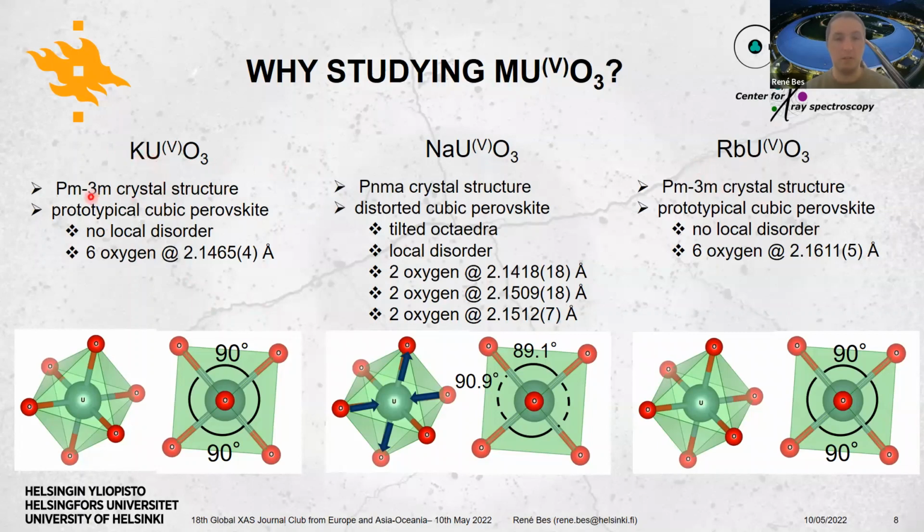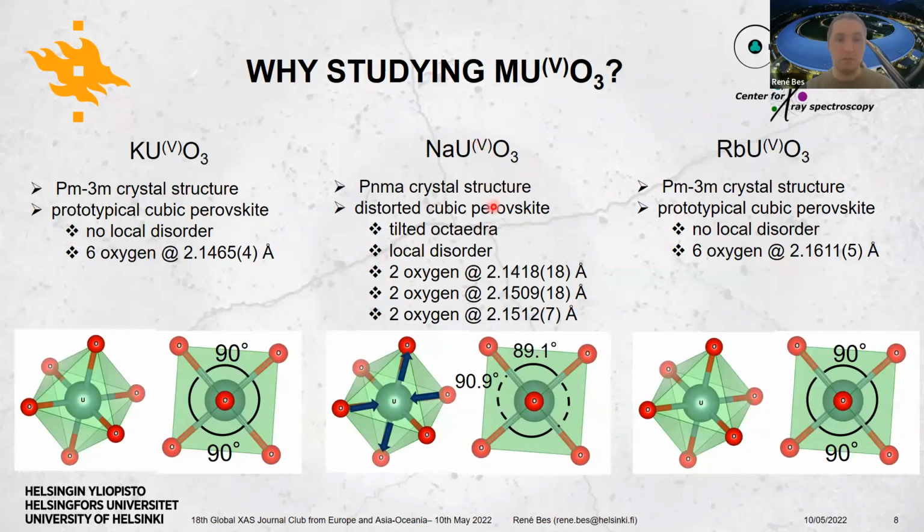rubidium and potassium uranates crystallize in the same structure and the same space group, and they are cubic perovskite, and prototypical essentially. So in potassium uranate, there's no local disorder, and uranium is surrounded by 6 oxygen situated at 2.114 angstrom, and it's a very regular octahedra. It's the same for rubidium uranate, where you have a regular octahedra, but the bond length is a little bit longer. So you can study them and compare them in order to have information on the impact on the structure of the bond lengths with oxygen, for example.